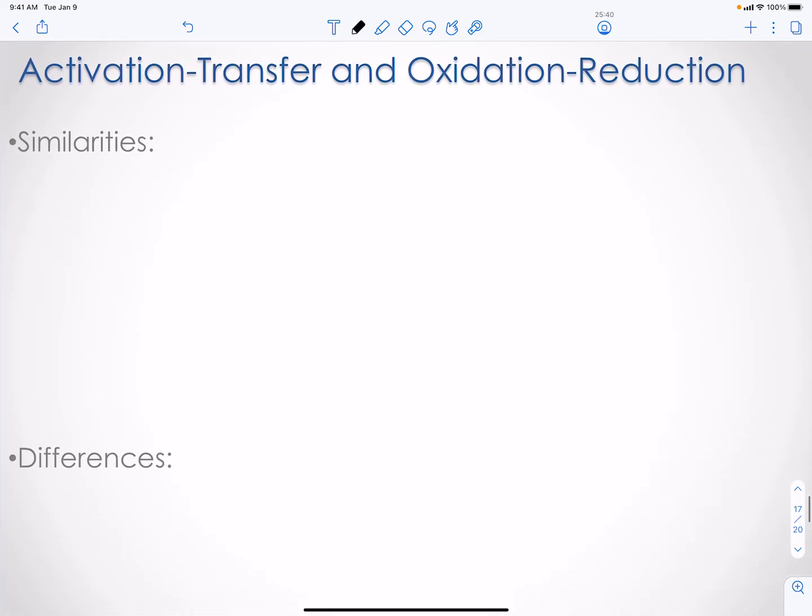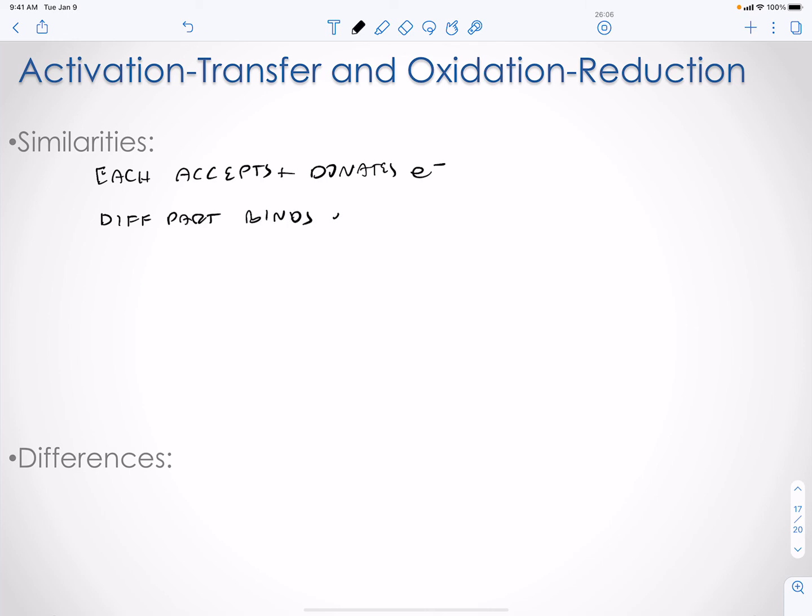Now, some of the similarities between both of these are that each are going to have a group that accepts and donates electrons. And then there's going to be a different part of the coenzyme that binds to the enzyme and a different part that binds to the substrate. And they are not good catalysts without participation from the amino acid side chains of the enzyme.